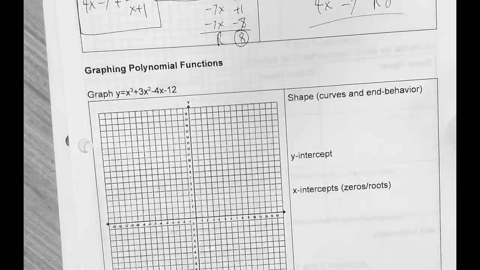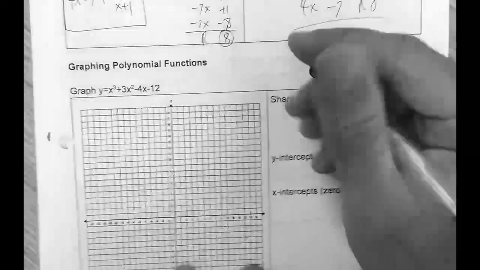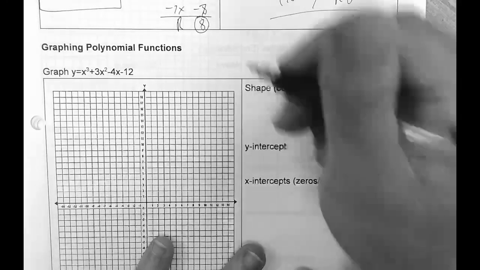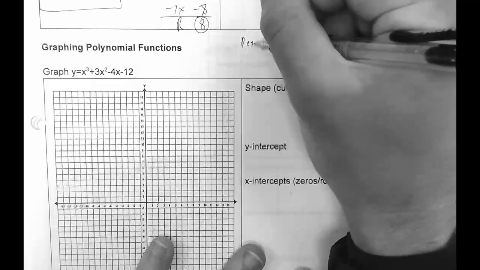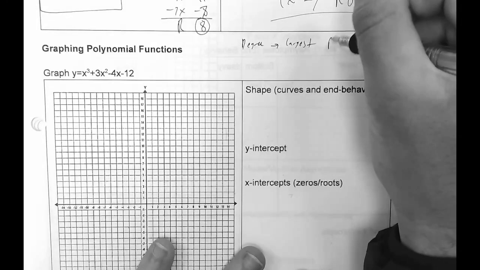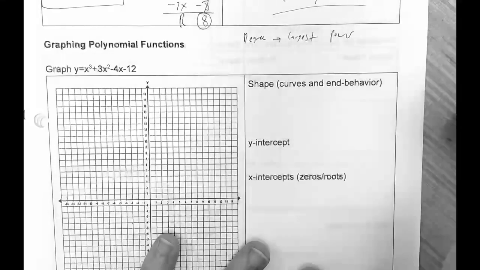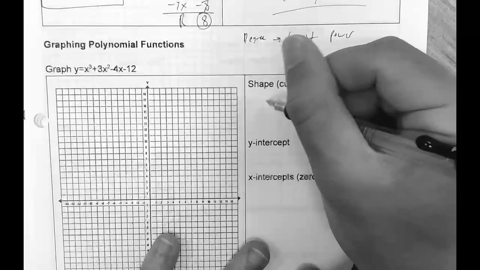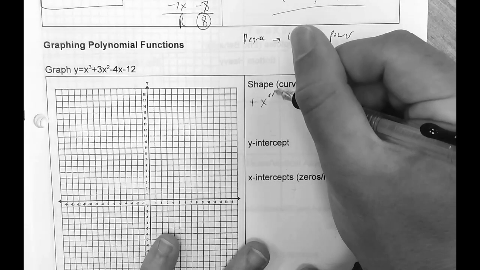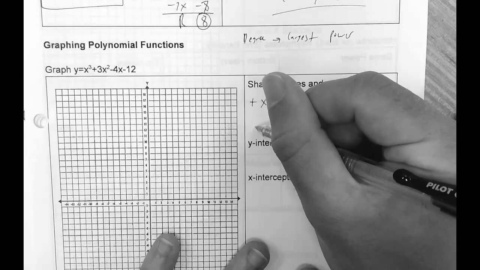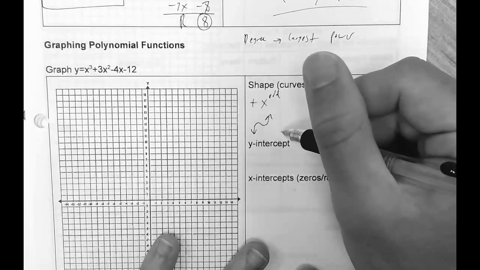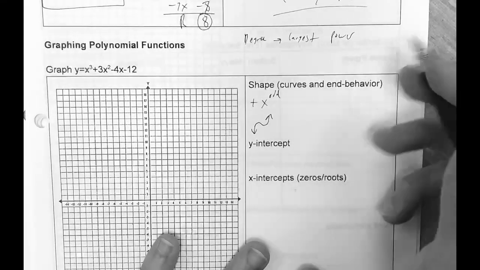Graphing polynomial functions. Okay, so let's review degree. So degree is the largest power. That's important. So for the shape, if you have a positive x to an odd degree, it will end in different directions, but the left side will be decreasing and the right side will be increasing.